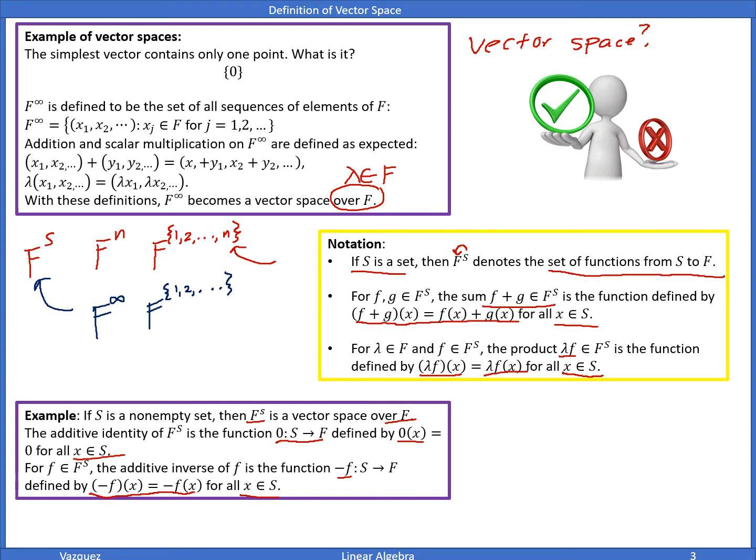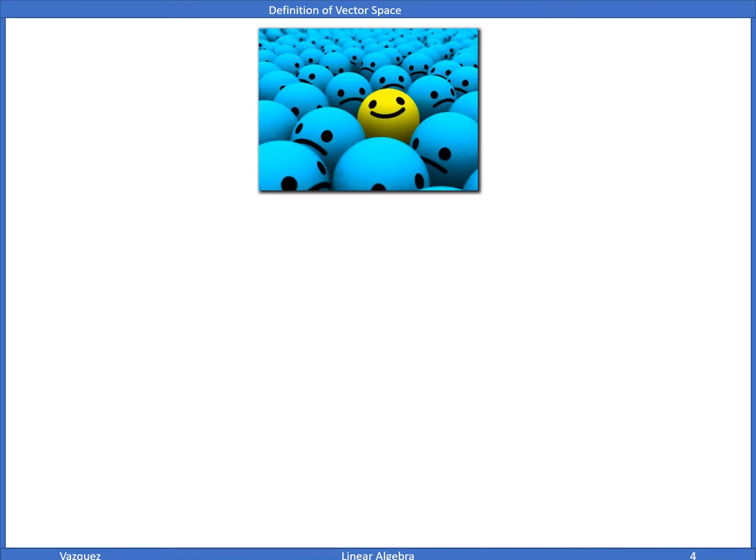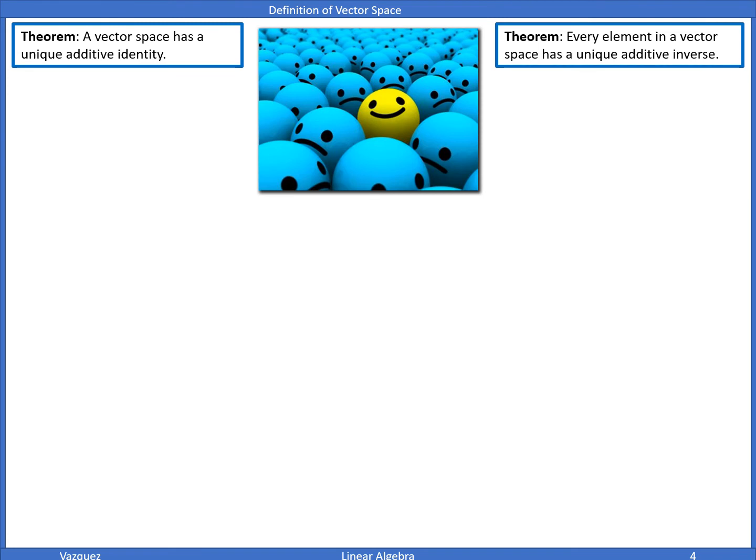Okay, moving on to the last slide. I have this little illustration because there's only one yellow smiley face in a bunch of blue ones. The theorems up next, I'm going to put both of them up. One says a vector space has a unique additive identity. And the other says every element in a vector space has a unique additive inverse. That's what I was going for, that they both mention uniqueness. That's why the little illustration. A vector space has a unique additive identity.